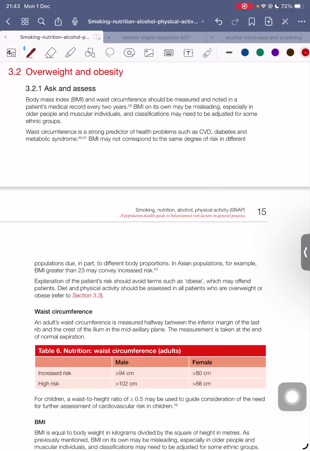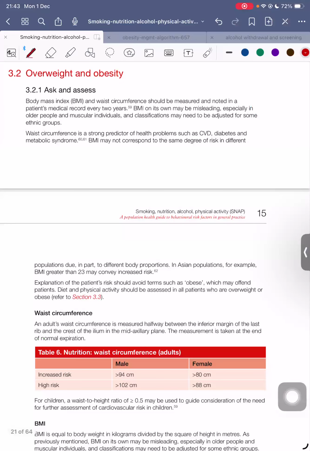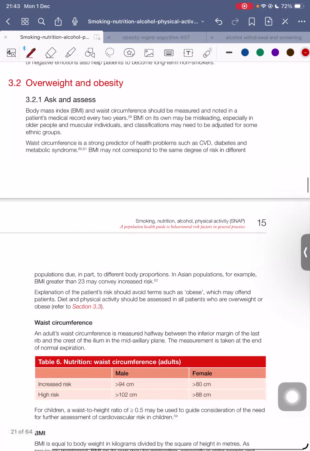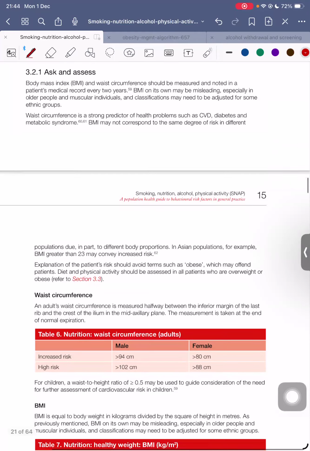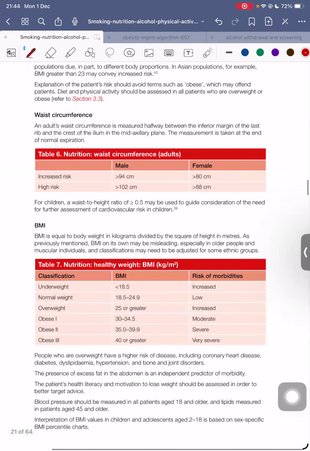Then overweight and obesity. They usually ask so many questions from this obesity part. So, how do we assess obesity patients? Which parameter is more accurate in assessing overweight and obesity? Is it waist circumference or BMI? What do you think, doctors?